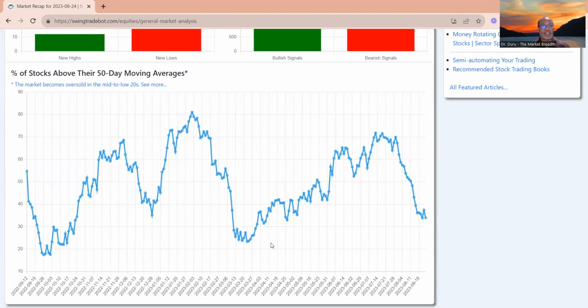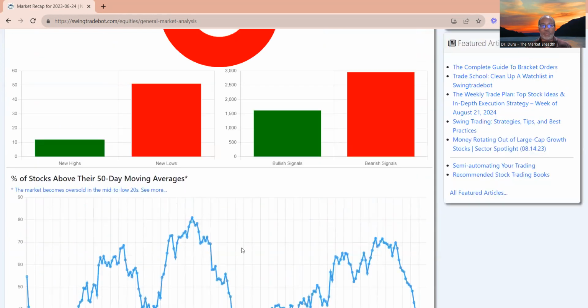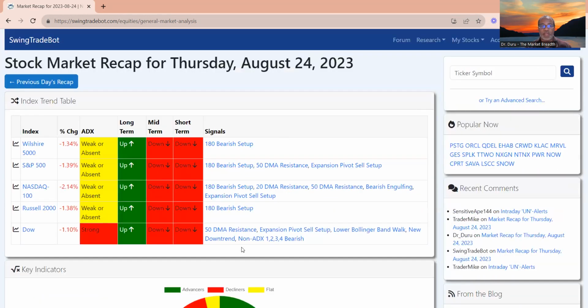Now, the way that this site does the indicator is calculated a little differently than what I use on TradingView. So check out my blog at drduru.com/122 if you want to see the way I deal with this. But anyway, this homepage is great for giving you a very quick overview of what's going on in the market.